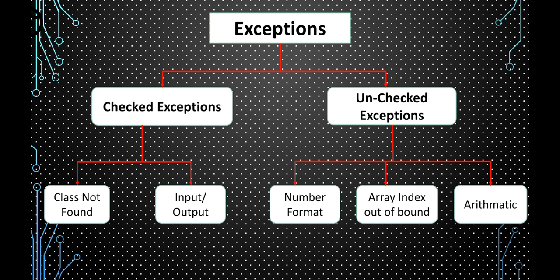We have 2 examples for checked exceptions: ClassNotFoundException and input output exceptions. Whereas for unchecked exceptions, we just saw the division by 0 example, and there is also NumberFormatException. Thereafter ArrayIndexOutOfBounds: if your array index is out of bound, this comes under unchecked exceptions. Whereas arithmetic exceptions, like mathematical computations such as subtraction, addition, multiplication, divisions, all come under unchecked exceptions.